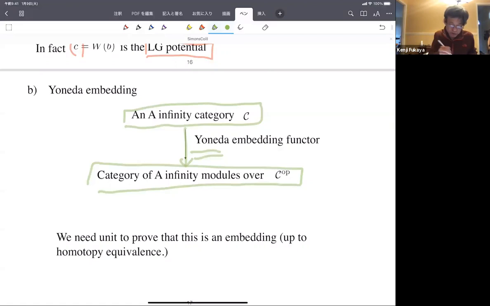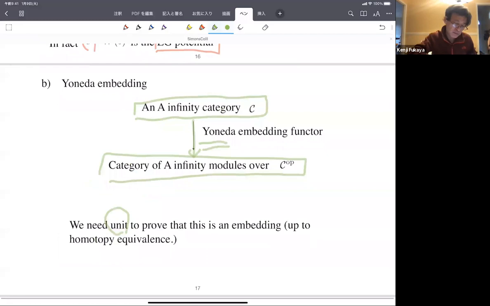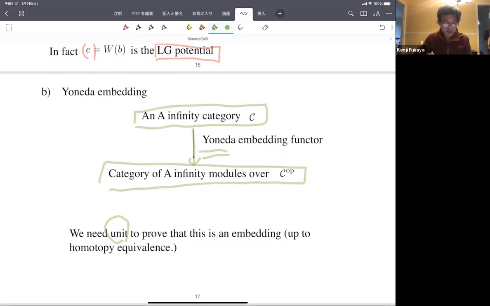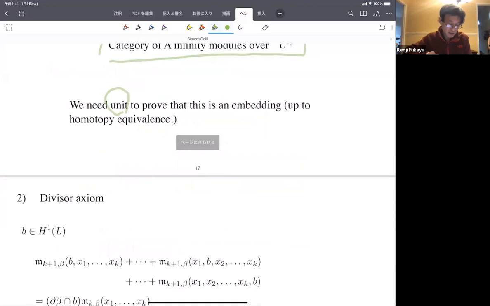And I think we can cook up this infinity analog of the Yoneda embedding, the Yoneda functor, without using the unit, but to prove it is an embedding, we definitely need the unit. The Yoneda embedding is actually very important in many things which appear in symmetry and in the category. So these two are very basic things for which we need this unit. And I want to go to this next thing. I'll go back to the unit later on.